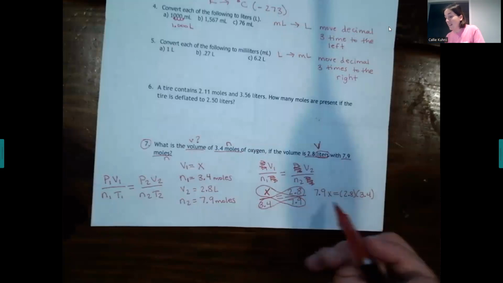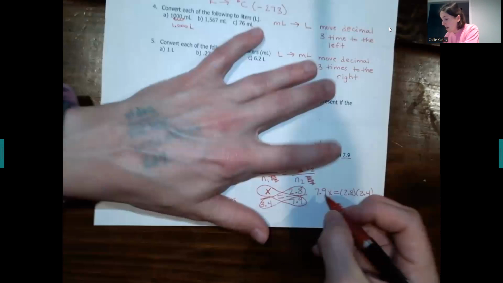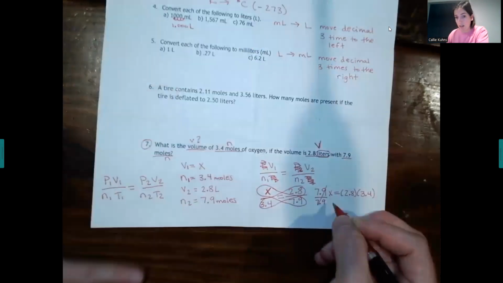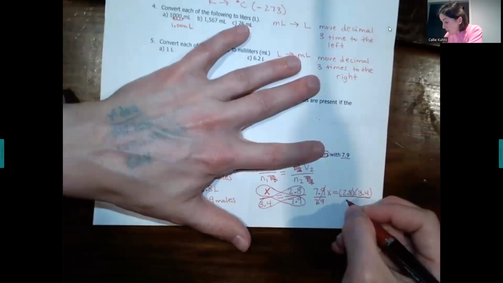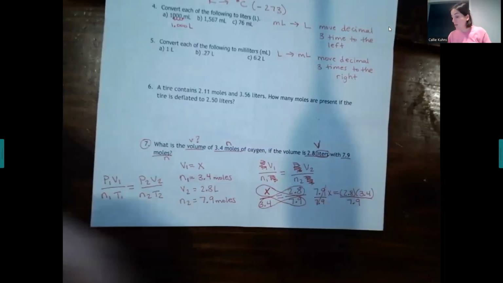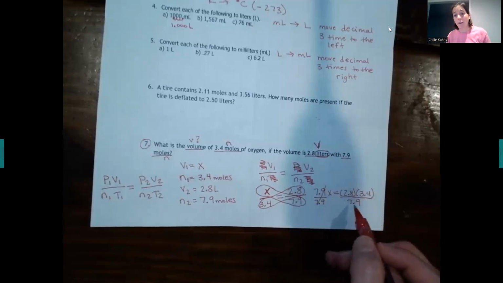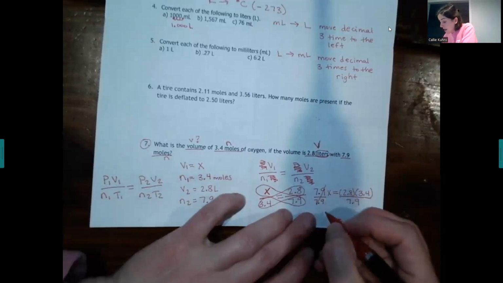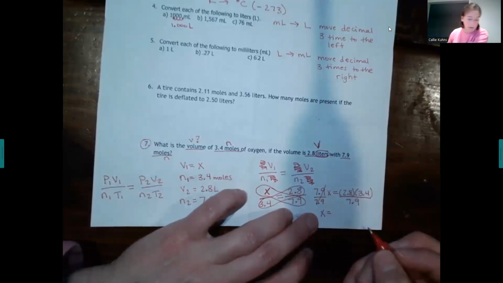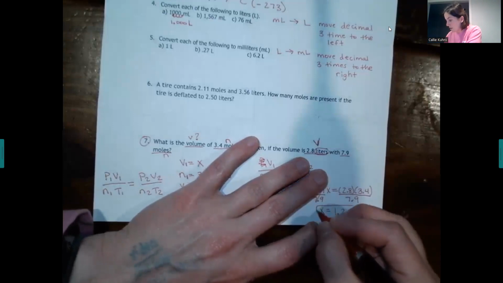All right. Once I get this, now it's solving for X. Okay, to solve for X, I've got to divide by 7.9 so that I can get my X by itself. And I have to divide by 7.9 on this side too. So in a calculator, you could do 2.8 times 3.4 and then divide that by 7.9. And if you put it in the calculator correctly, you should be getting 1.2 liters.